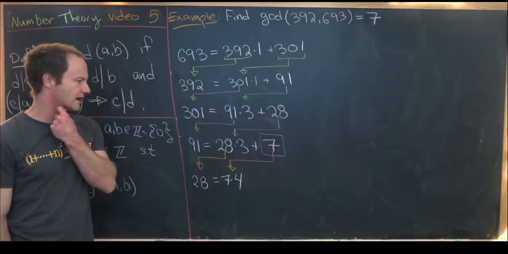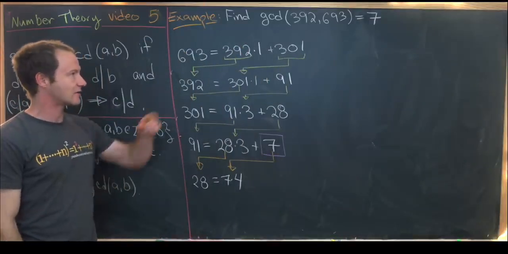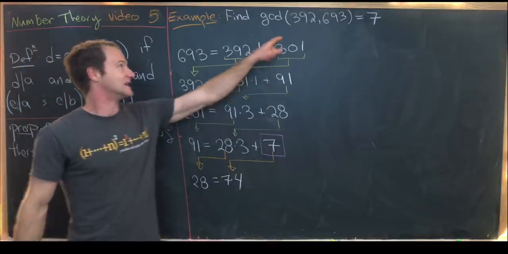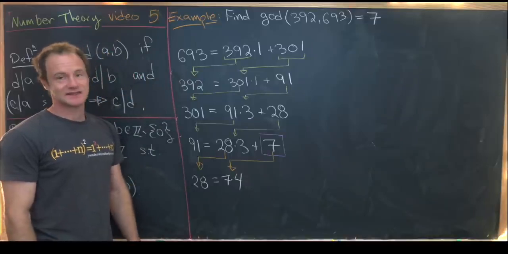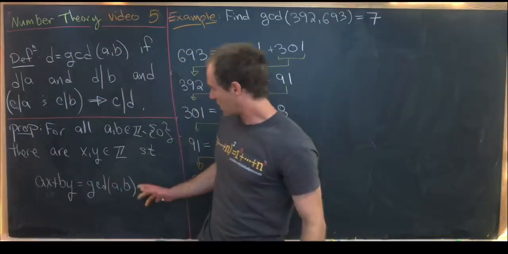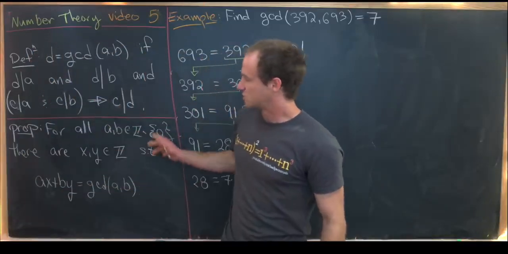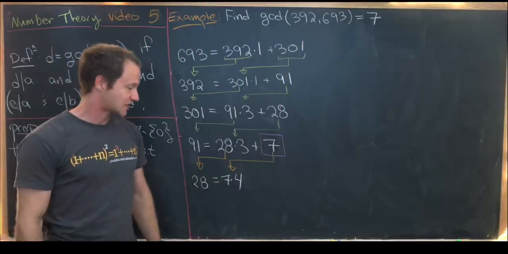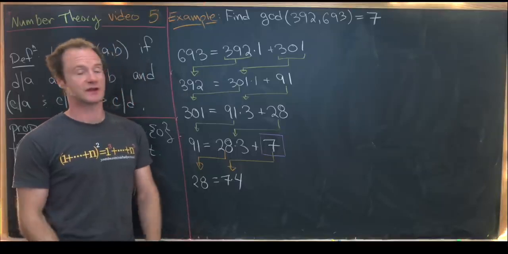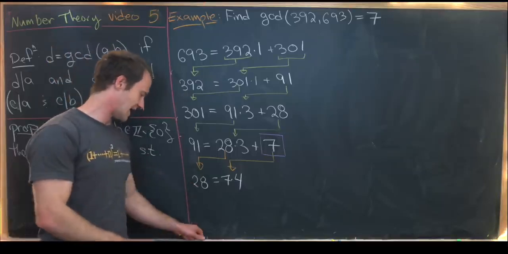So now you might want to answer the question, how can I write that GCD as a linear combination of 392 and 693? In other words, how can we do the expression described in this proposition? And that process is actually known as the extended Euclidean algorithm, and we're going to go over that now.